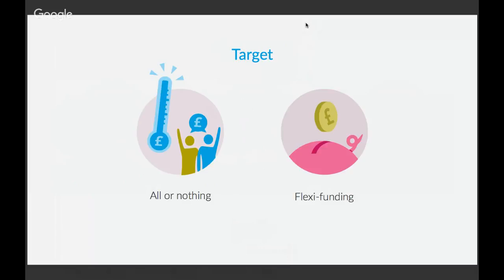It won't go ahead. Flexible funding is kind of the opposite. So it's keep what you raise. No matter what your target is, no matter how much you raise, you keep whatever's been pledged. At this point, people usually ask, why would anyone go for all or nothing? Flexible funding seems like such a safer option, such an easier option. And in many ways it is. It is safer in that no matter what happens, you'll walk away with the money. But we do find projects on all or nothing tend to do better. They tend to actually raise more money.